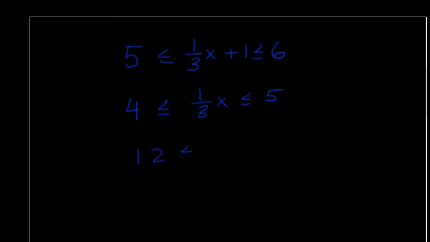Let's see, 5 is less than or equal to 1/3 x plus 1 is less than or equal to 6. I'm going to subtract 1 to get 4 less than or equal to 1/3 x less than or equal to 5. Because I have 1/3, I'm going to multiply by 3 to get 12 is less than or equal to x less than or equal to 15. So x is between 12 and 15.